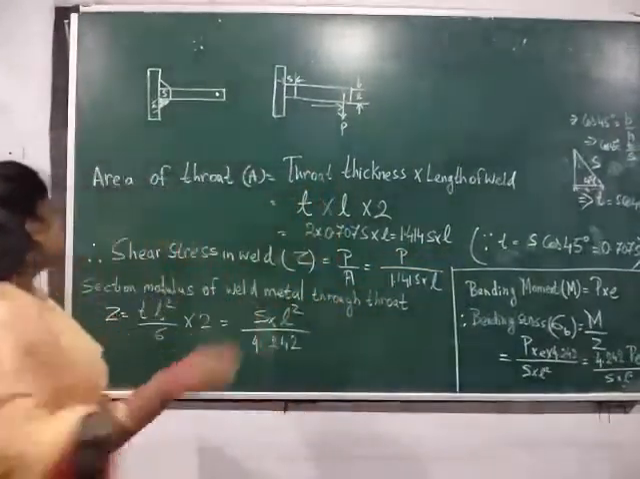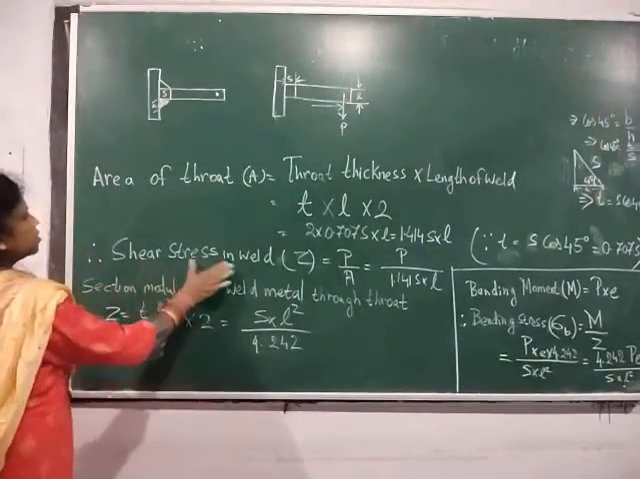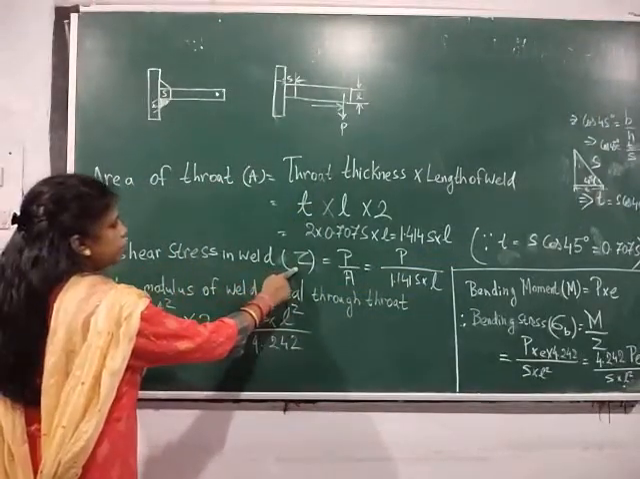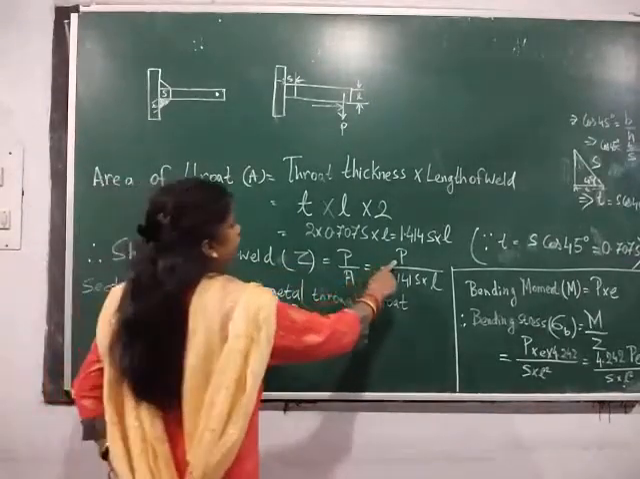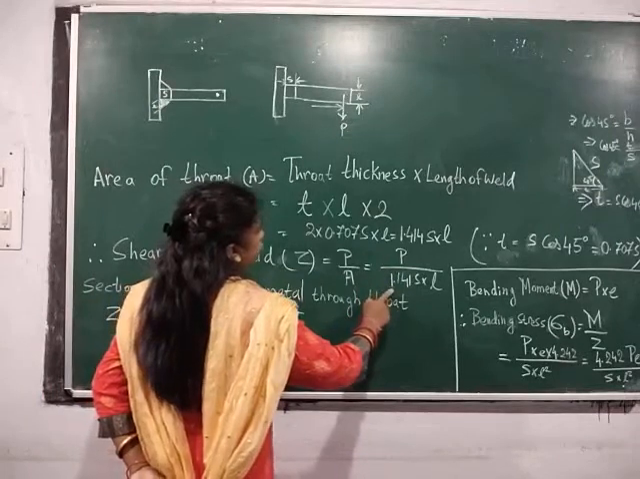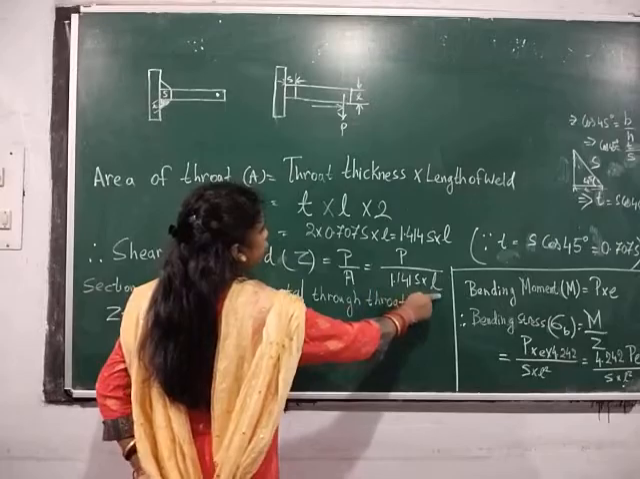Okay. Next is the shear stress in the weld. So shear stress is denoted by tau equal to P by A. Next, P divided by A. In place of A I have written 1.414 S into L.